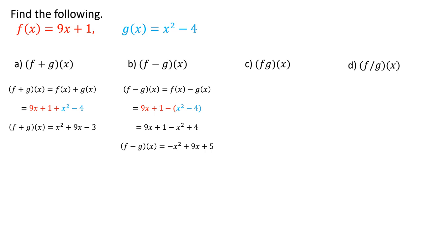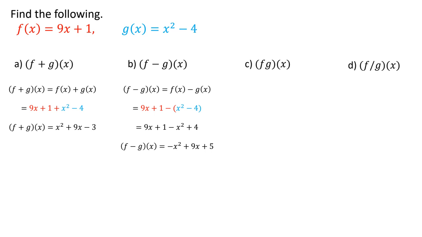Now I can combine like terms. I only have one x squared term, so that stays alone, -x squared. I only have one x term, the 9x, that stays unaltered, but I do have two constant terms. +1 plus 4 is going to give me the +5.